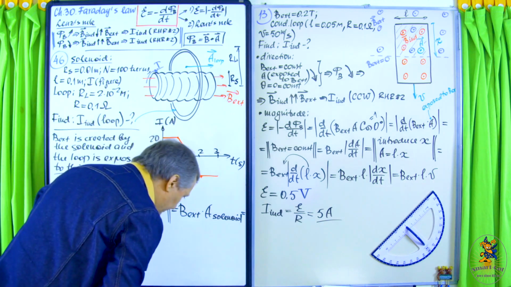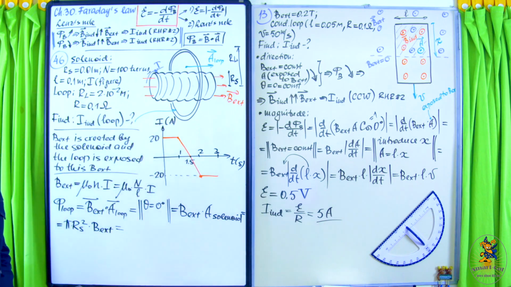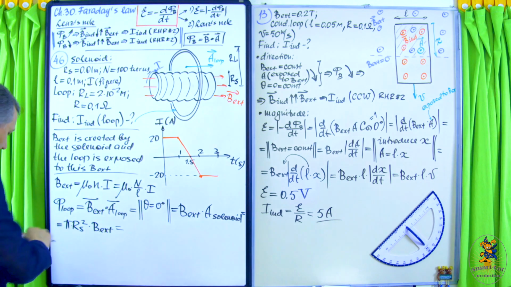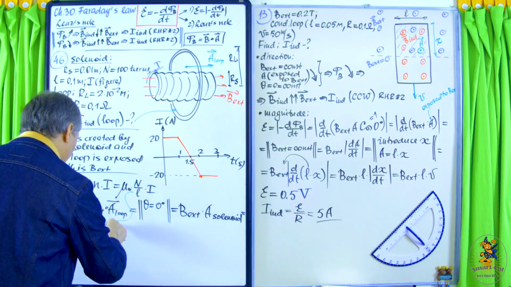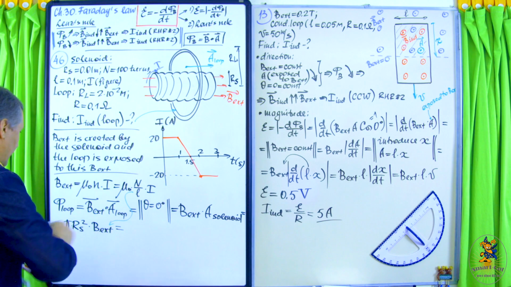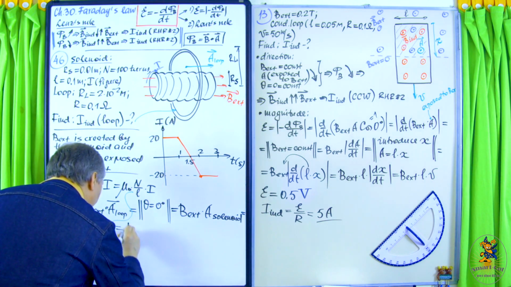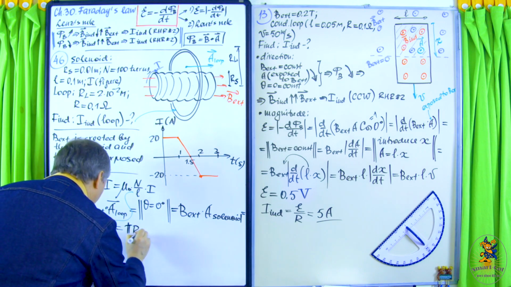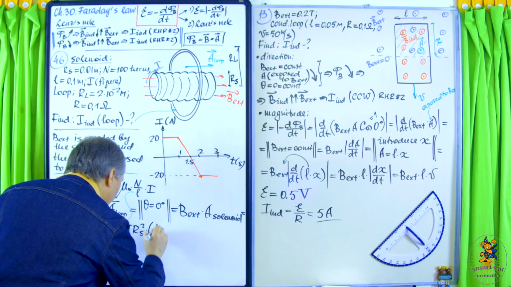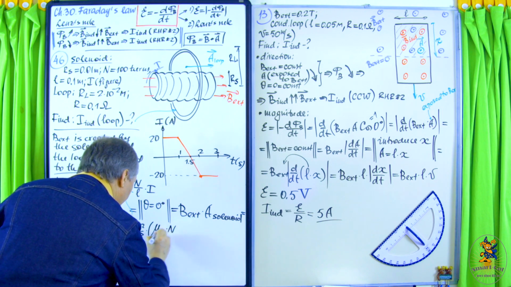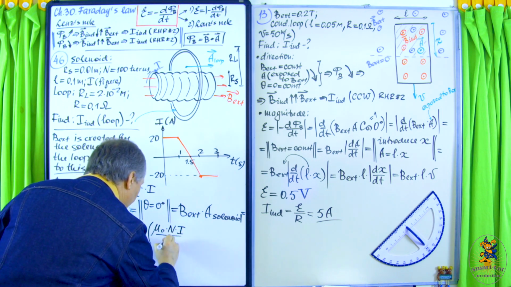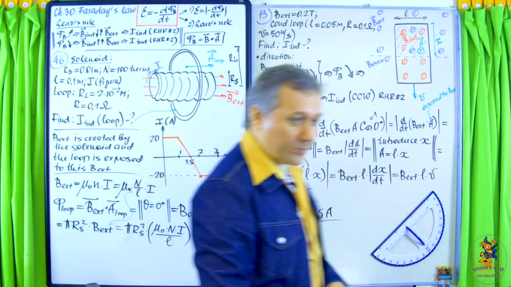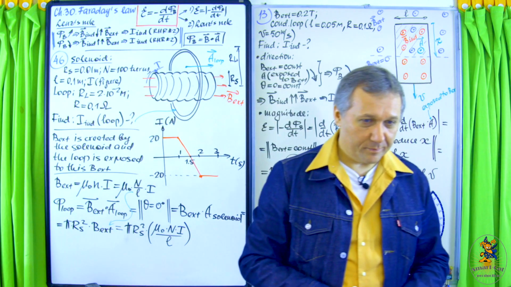Should I plug it now? Yeah, why not? All right, so now B external goes over here, and let me show that. And as a result, we will have pi r solenoid squared times mu naught n I divided by L. So that's the flux. That's the expression for the magnetic flux through the loop.